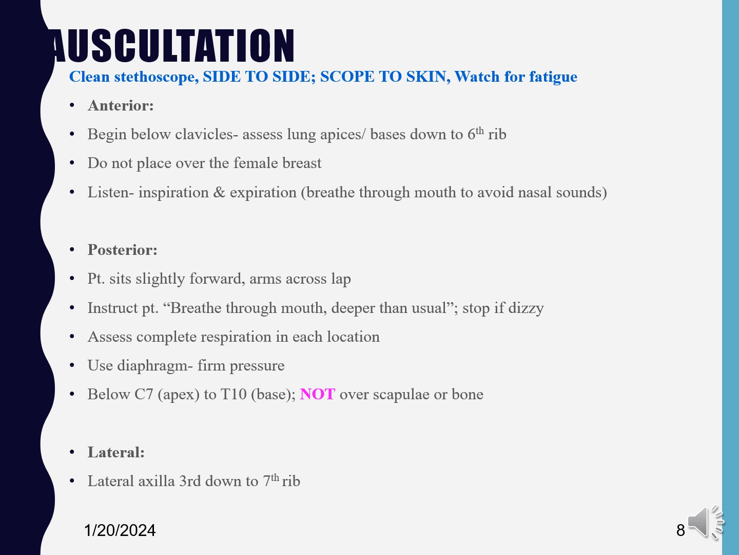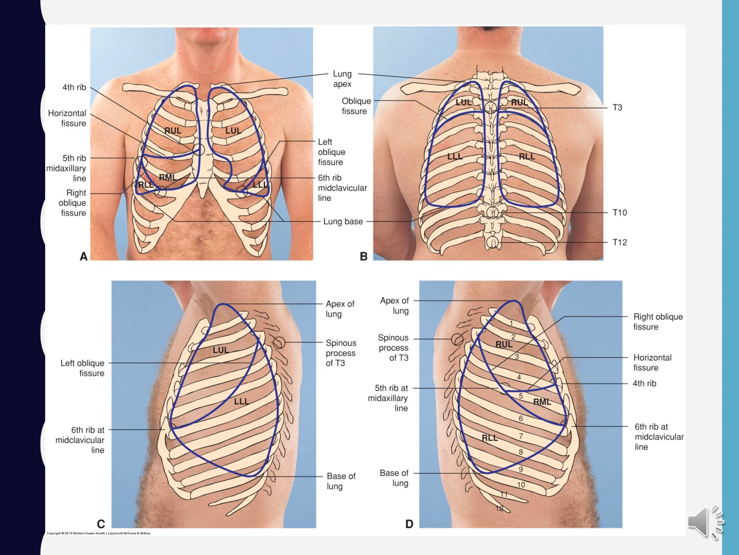Now, when you're listening to the lateral lung sounds, your first position's in the axilla or the 3rd intercostal space, and you're going to move down to the 7th or 8th intercostal space laterally. So in this picture, here is a review of where everything is. So you can see each lung space and what you are listening to.